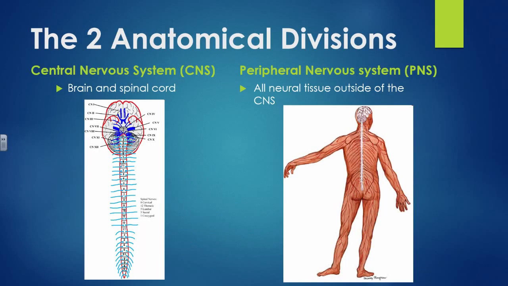So those are the 2 anatomical divisions of the nervous system, and in the next video we'll get into the structure and function of neurons.